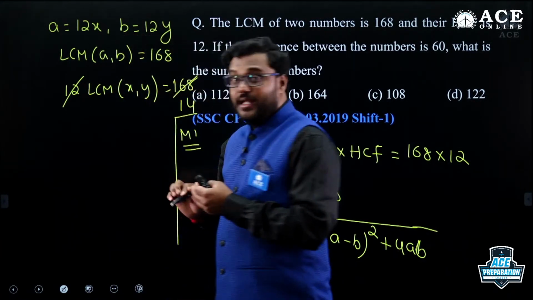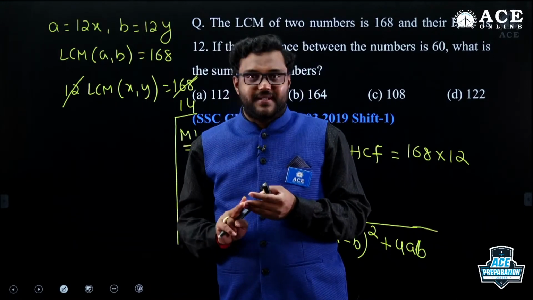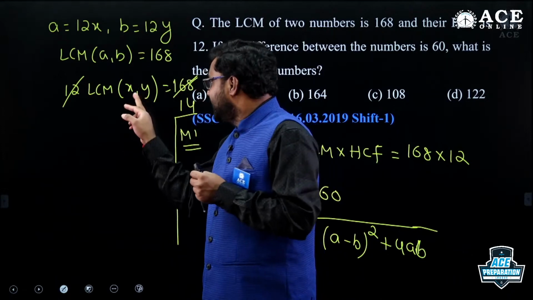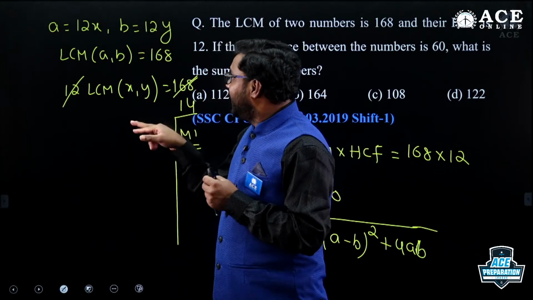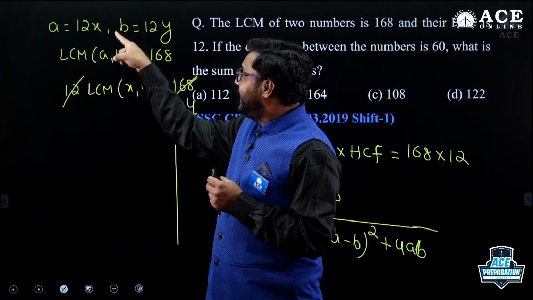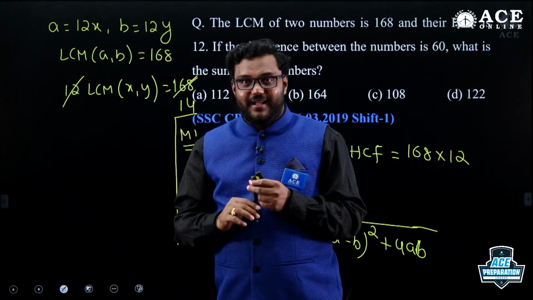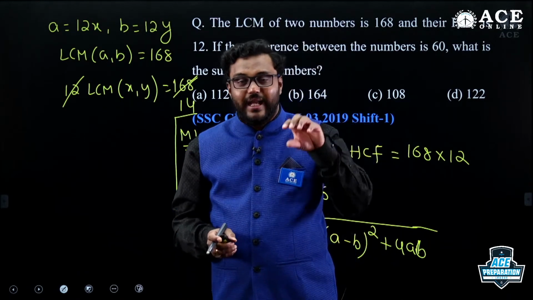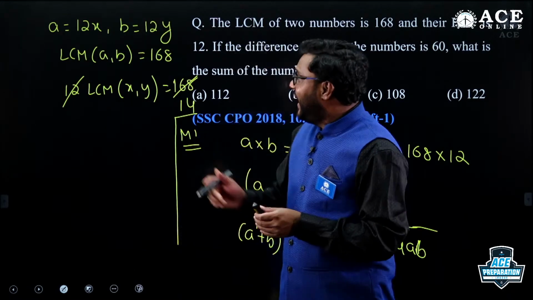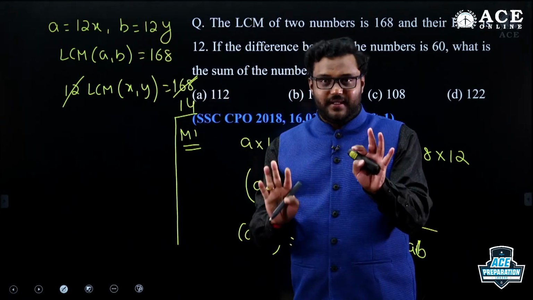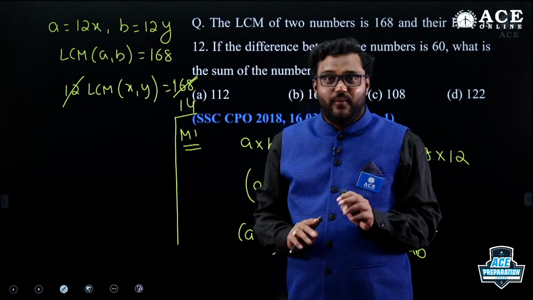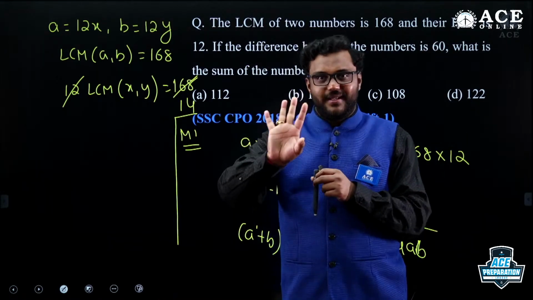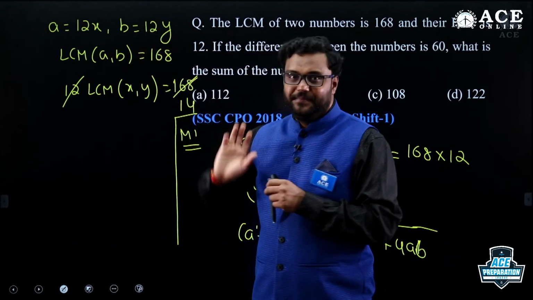And here x and y must be co-primes. Listen, what's the problem? If x and y are not co-primes, if there is some common factor in these two, then HCF will not become 12, it may be more than that. This point you should concentrate on, my dear friends. See the shortcut and understand this methodology. A is 12x, B is 12y. How did you write the two numbers? 12x and 12y, because HCF is 12, so the two numbers are 12 multiples.